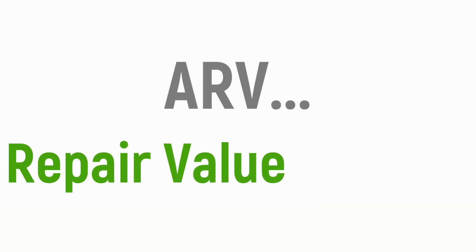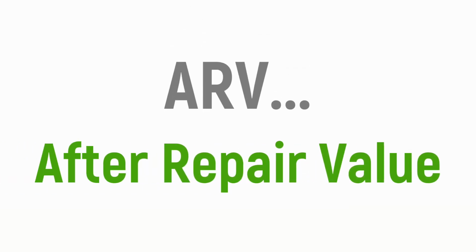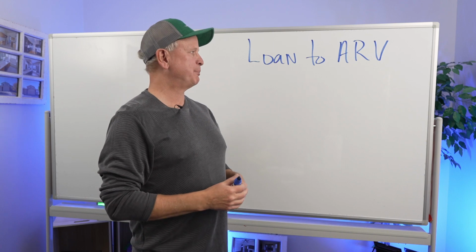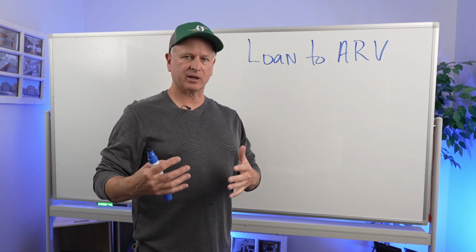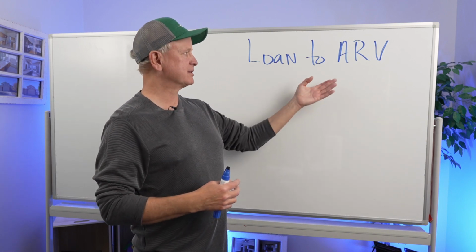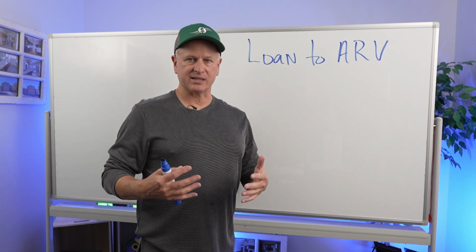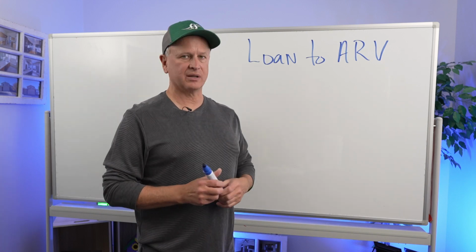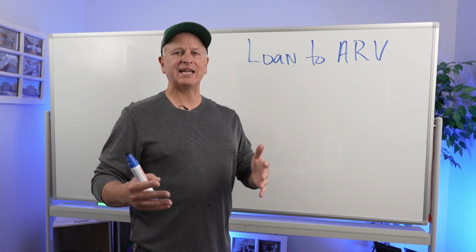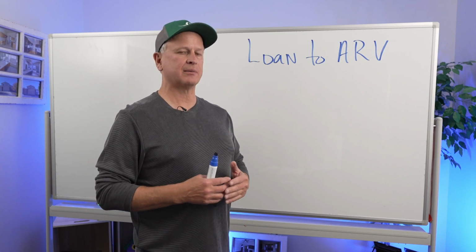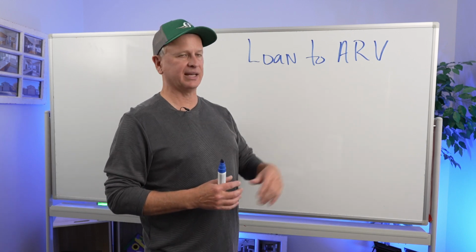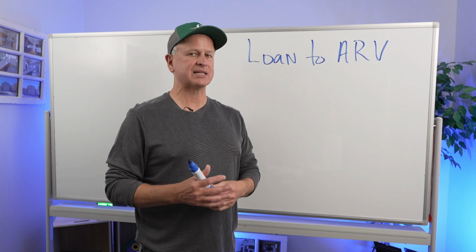ARV is after repair value. So that's what you estimate the value to be based on the comparables, based on the market when you finish your flip, or when your rental goes to get it appraised. So you're anticipating where the value is going to be. Your lender's going to lend you money, and part of that money is going to be based on what they calculate, or you calculate, the ARV to be.